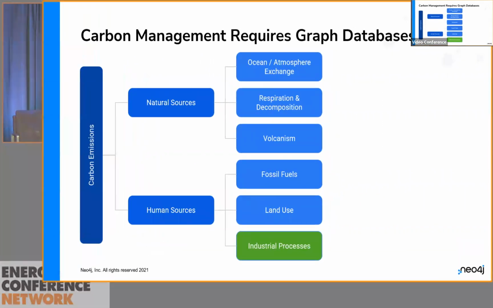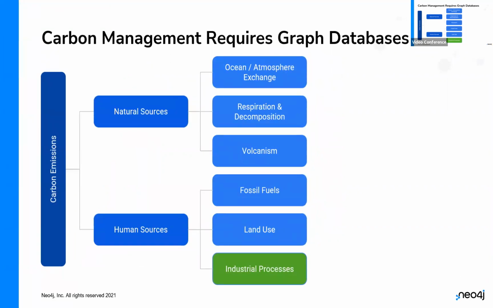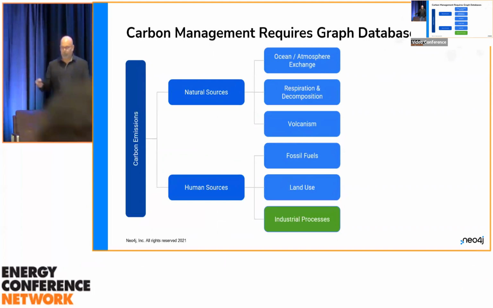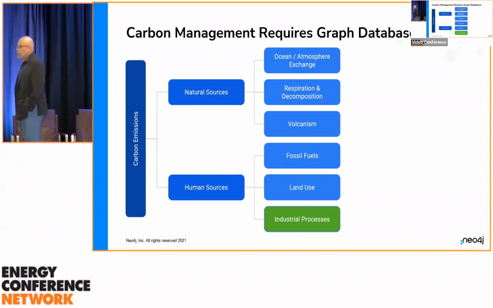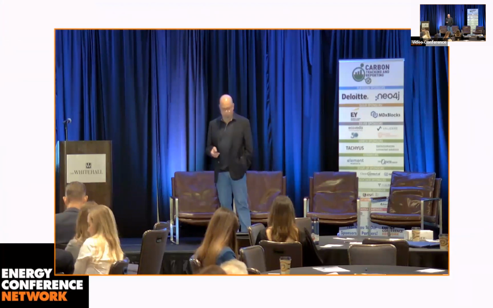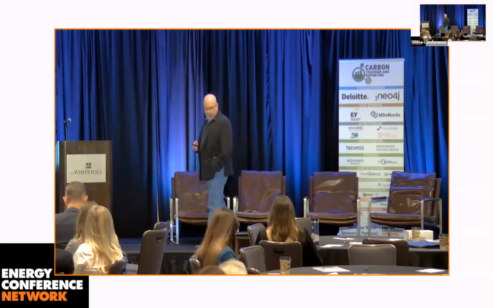If you look at carbon management, carbon emissions come from a variety of sources. We have natural sources and we have human sources. Within the natural sources, you have ocean-atmosphere exchange, respiration and decomposition, and volcanism. And of course, ocean-atmosphere exchange constitutes the largest volume of carbon emissions and consumption in the carbon cycle. Then you get into the human sources, and you have things like fossil fuels, changes in land use, and industrial processes. And our focus here is on industrial processes.